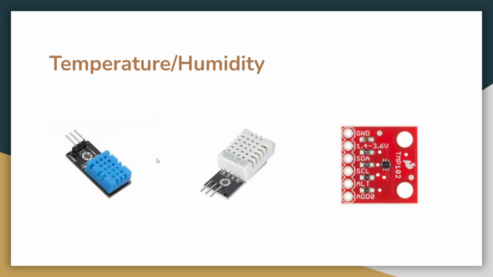Is the first one a humidity sensor? Yeah, the first one is a humidity cum temperature sensor. It senses both temperature and humidity. Also, just let me know if you're feeling any difficulty, or should I pause or go slowly. I'm sorry. So the first one is the DHT11 temperature and humidity sensor. The second one is the DHT22, and the last one is the TMP102 temperature sensor. All of these sense either purely temperature or humidity also, depending upon the use.